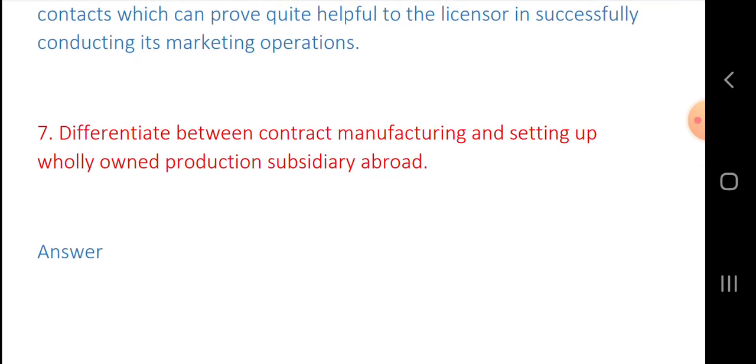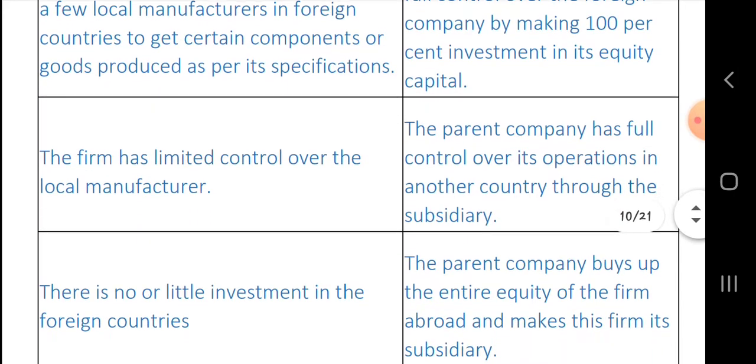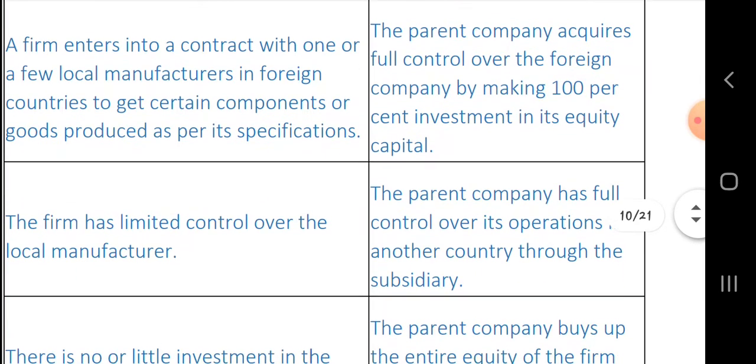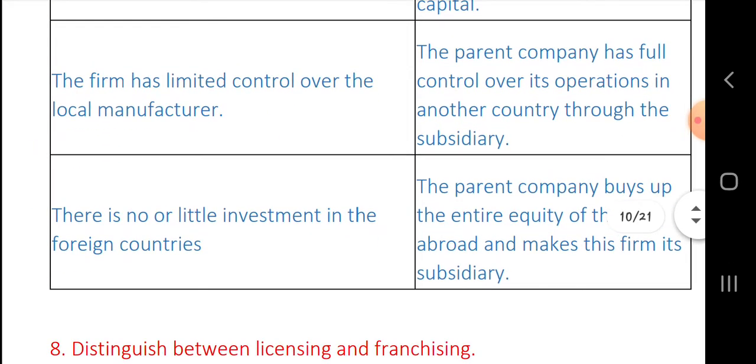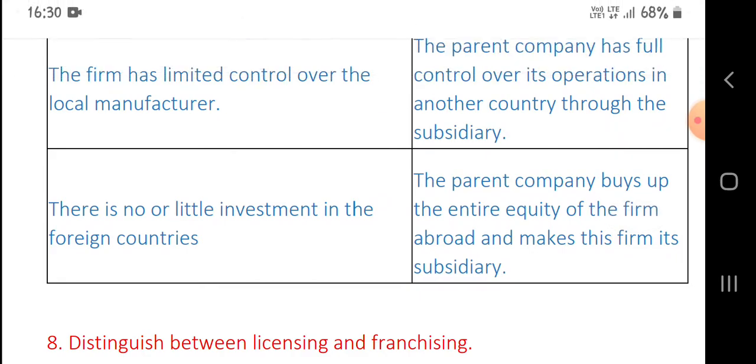Difference between contract manufacturing and setting up a wholly owned production subsidiary abroad. In contract manufacturing, a firm enters into a contract with one or a few local manufacturers in foreign countries, and in a wholly owned production subsidiary, a parent company acquires full control over the foreign company by making 100% investment. In contract manufacturing, the firm has limited control over the local manufacturing, and in the wholly owned production subsidiary, the parent company has full control over its operation, and there is no or little investment in contract manufacturing. The parent buys up the entire equity of the firm abroad.